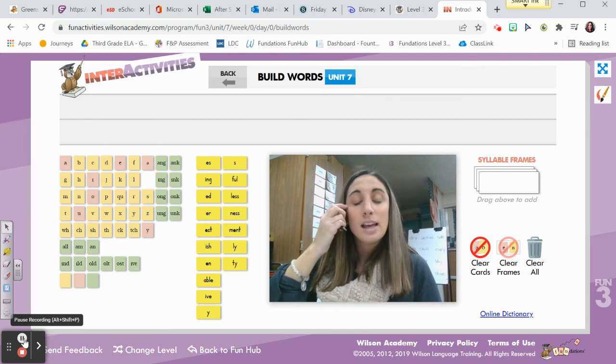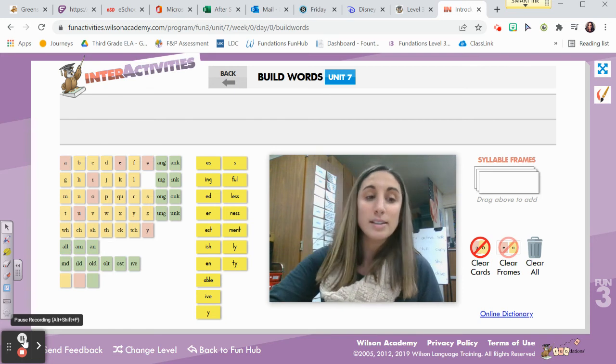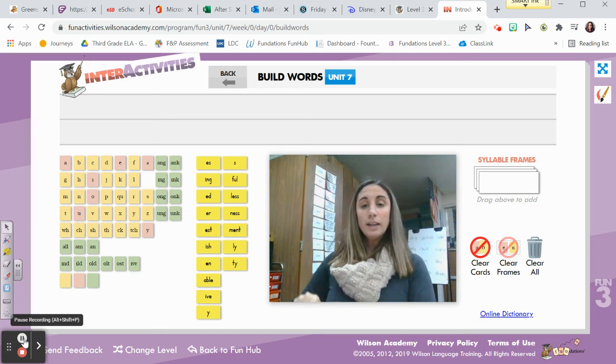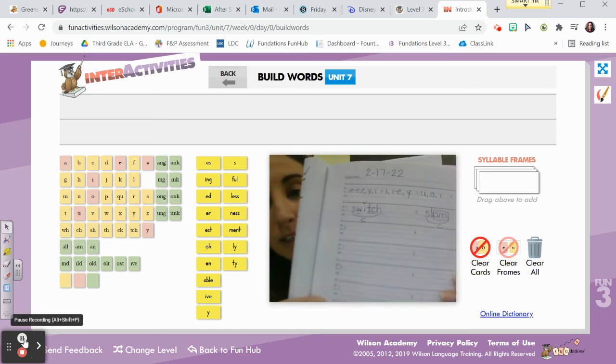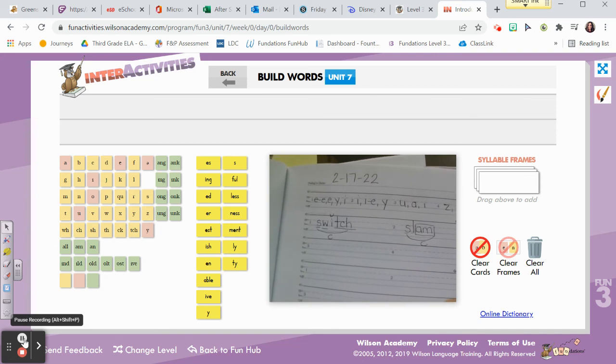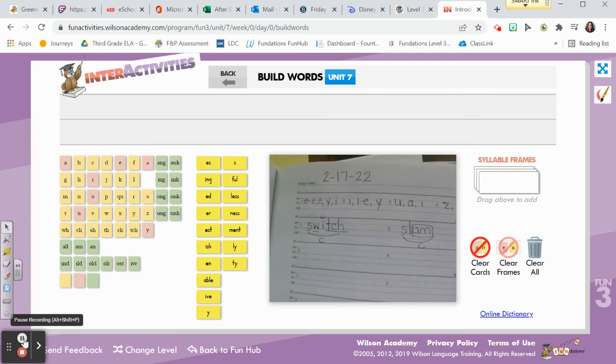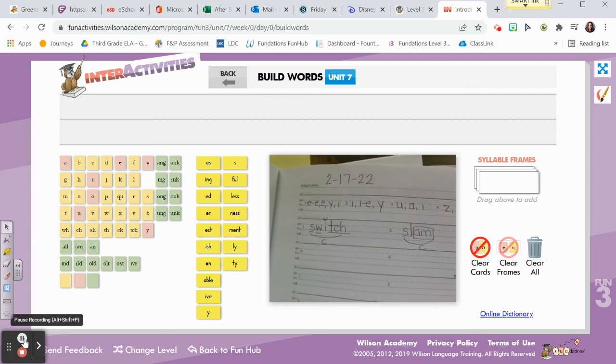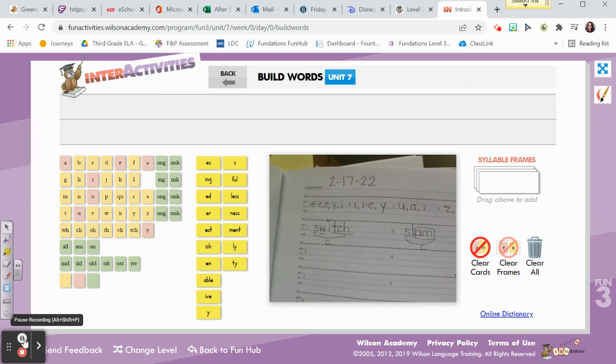Number 2, your word is slam. Say it. Slam. Please do not slam the door. Slam. All right, let's see how you did. There's a blend at the beginning of this one too. SL, did you get it? And then did you box in your glued sound? AM, ham, am, slam. And it is a closed syllable as well. All right, go to the next row.